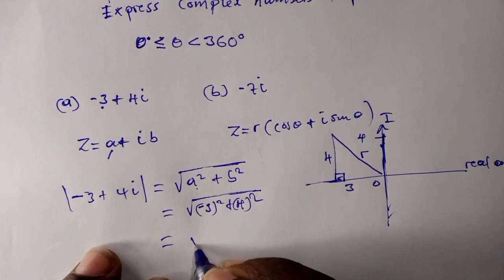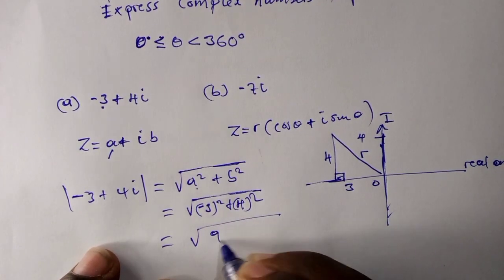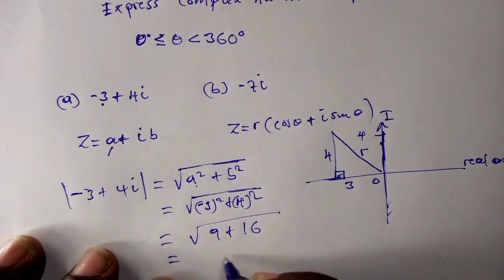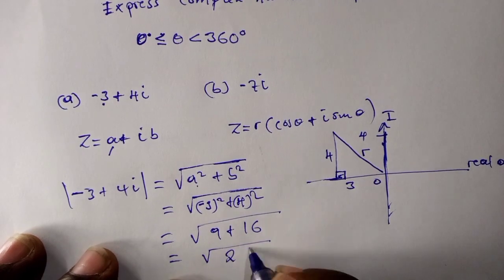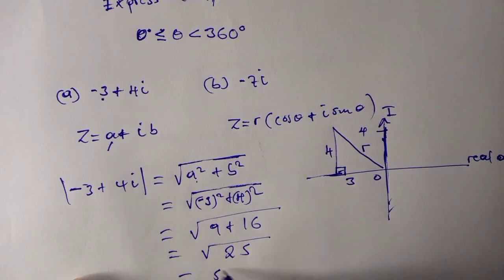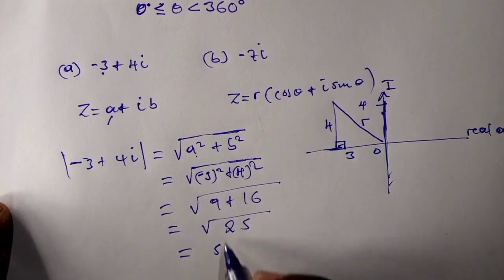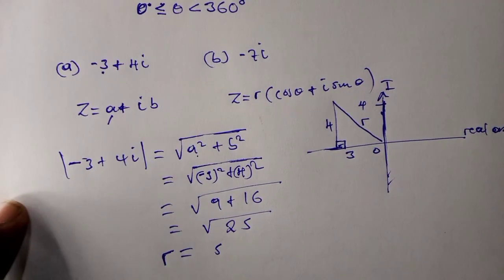Then this equals minus 3 squared, which is 9, plus 4 squared, which is 16. Then the root of 9 plus 16, which is 25. Then the root of 25 is 5. We only take the positive answer because here we have a positive and negative, and we only consider the positive one. So this is the radius r.